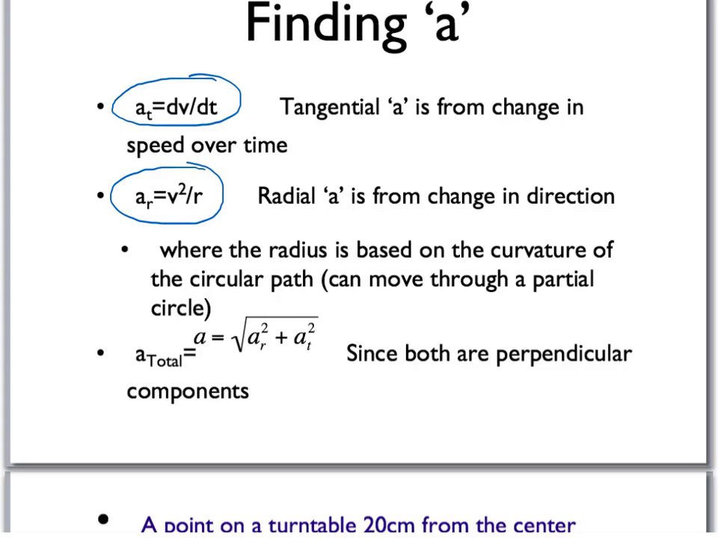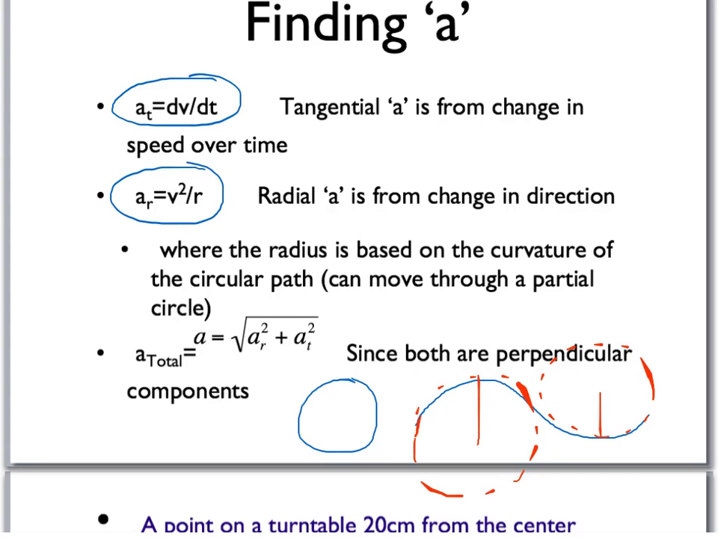So the radius here is going to be based on the curvature of that circular path. Again, you don't necessarily have to move in a perfect circle. You could instead move along a curved path, maybe something like this. In that case, we would focus on the piece of the circle that you're actually moving along. So in this case, we'd look at a radius of something like this. Along this part of the circular path, we'd sort of finish that circle and look at a radius of something like that.